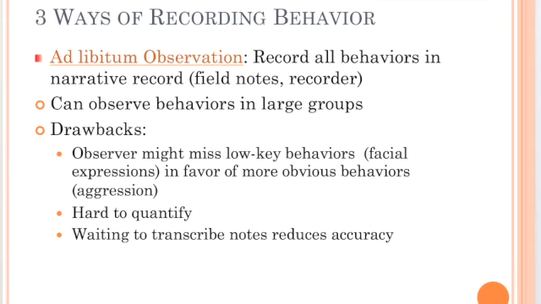Also, your ad libitum observation might be really hard to quantify, because you're just going to have a list of notes about what you observed, and then later on you want to try to make numbers out of that. That can be hard to do unless you've set up your observation to do it purposefully ahead of time. So I'm going to take a note of every time I see a fight, I'm going to make a check mark on my sheet of paper, right? That would be one way that you could try to quantify that.